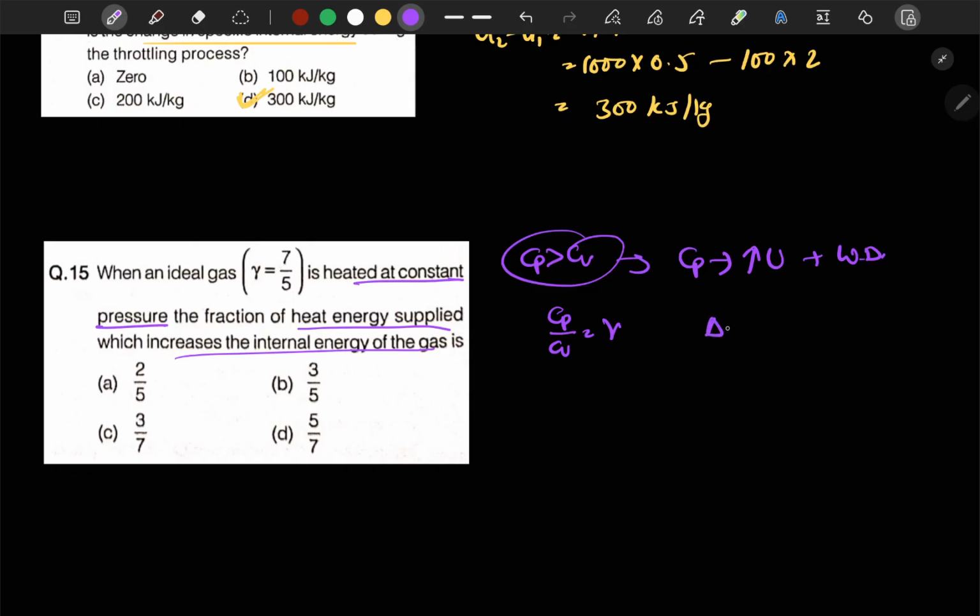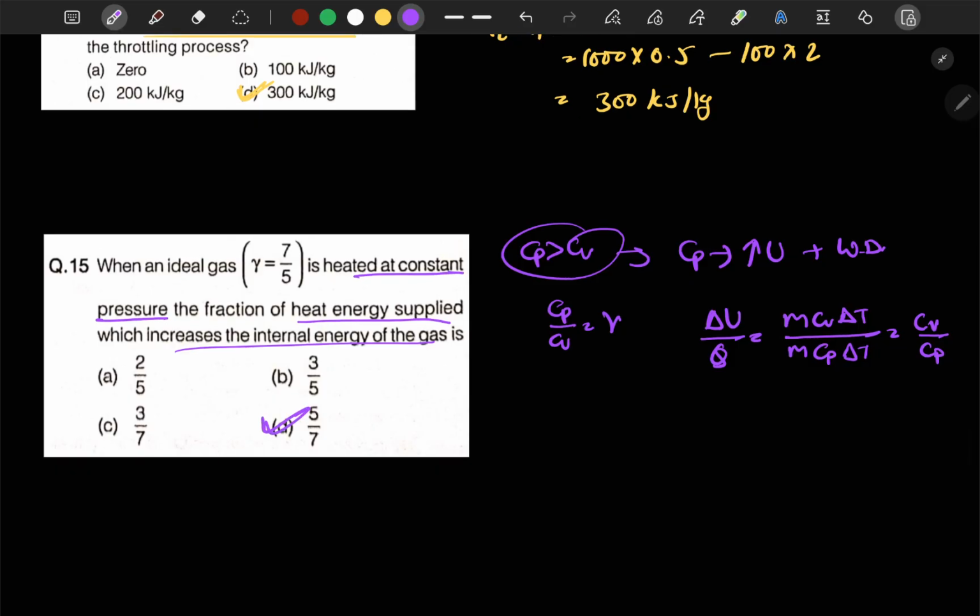So let's say we have to calculate the ratio of change in internal energy to total heat supplied. Change in internal energy will be m Cv delta T, and total heat supplied will be m Cp delta T. So our answer will be Cv by Cp, that will be 5/7. Option D is correct.